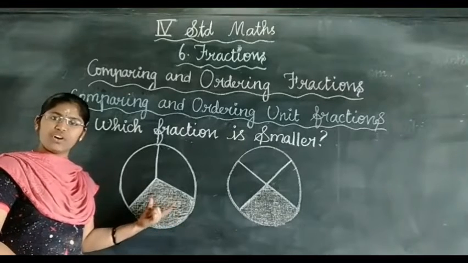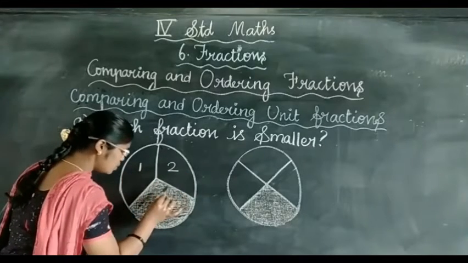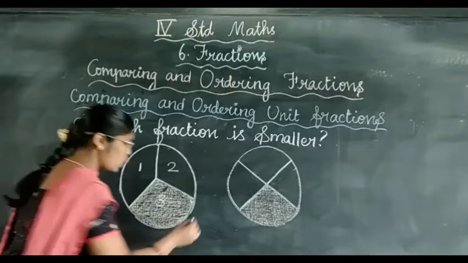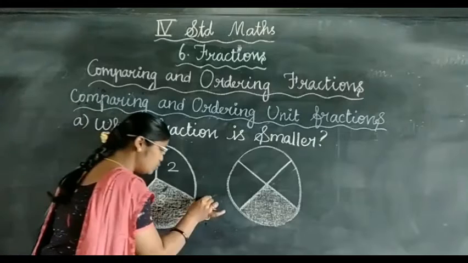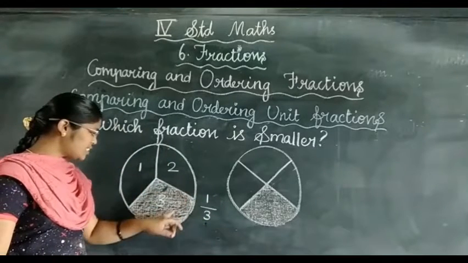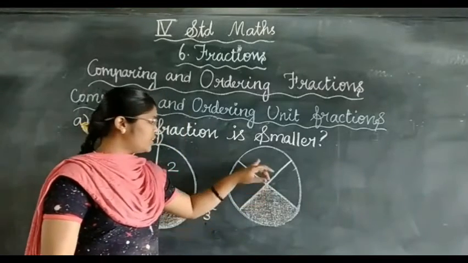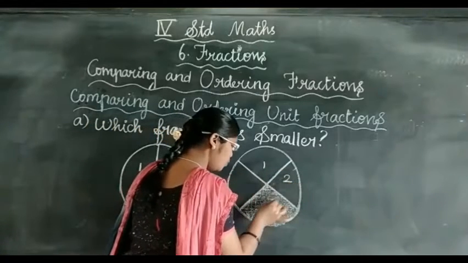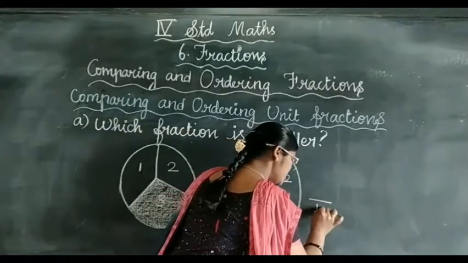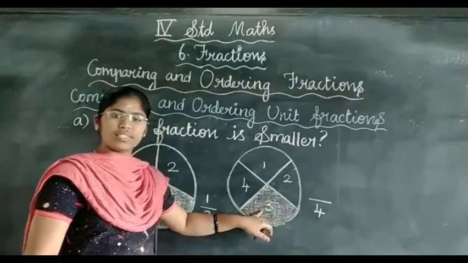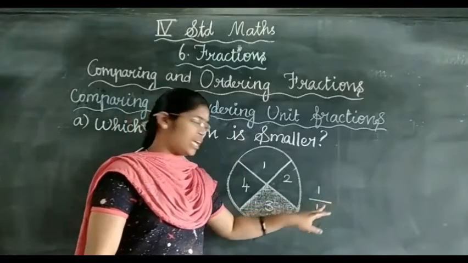First, we have to find the fraction for the shaded part. In this circle, we divide it into 1, 2, 3 equal parts. So, our denominator is 3 and the number of shaded parts is 1. Our numerator is 1. So, the fraction of this circle is 1 by 3. Then, the second one, we divide this into 1, 2, 3, 4 equal parts. So, our denominator is 4 and the number of shaded parts is 1. So, our numerator is 1. The fraction is 1 by 4.